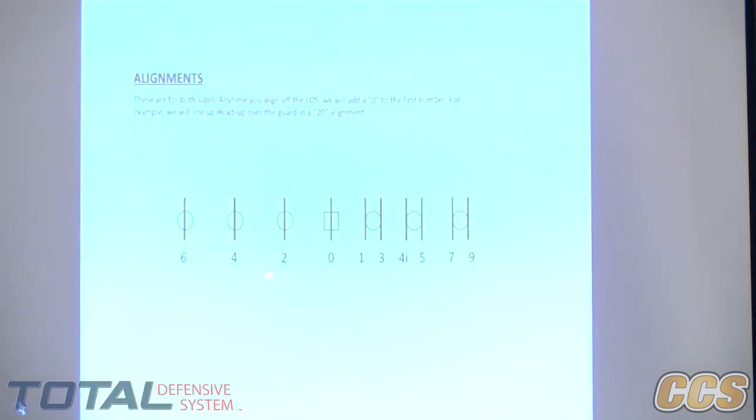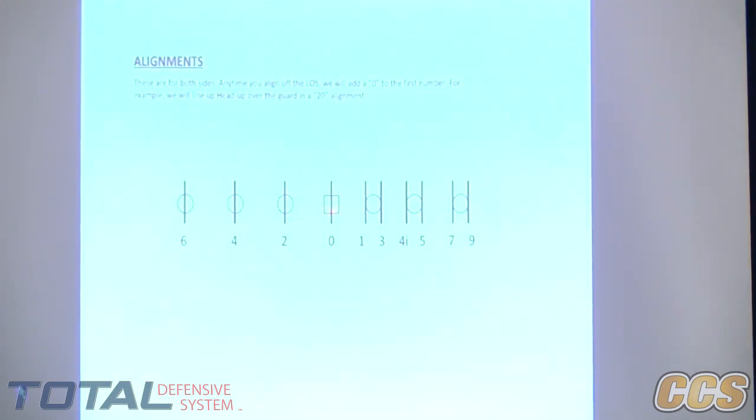Alignments, anything head up, 2, 4, 6. Now, some people call this a 1 and this a 2I. We've done that before. It's all the same. But what I tell our guys is, if I want you to line up in the 20, you're head up over the guard 5 yards off. That's what the 0 means. If I want you in the 30, all right.